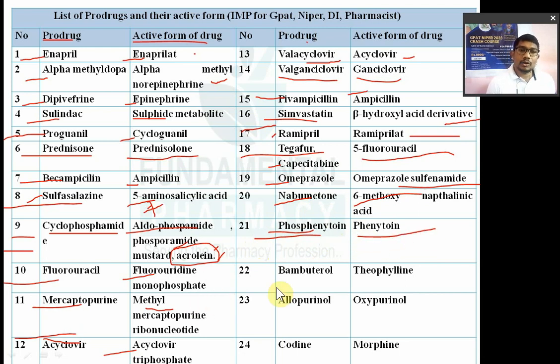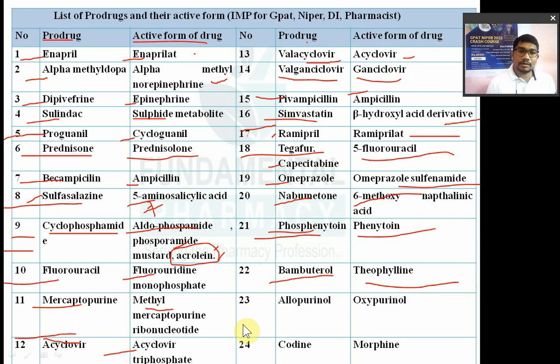Now next one is bambuterol. Bambuterol क्या है? Drug used in asthma. Bambuterol अस्थमा में यूज किया जाता है, and it is a prodrug. It is converted into terbutaline. So terbutaline is an active metabolite of bambuterol.